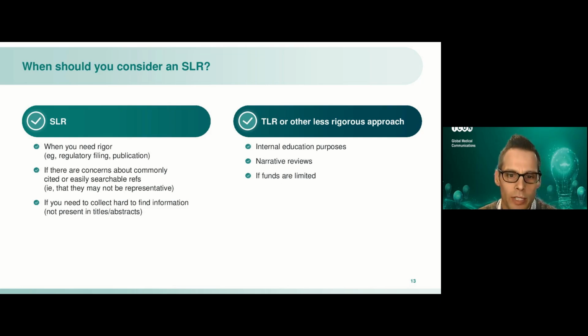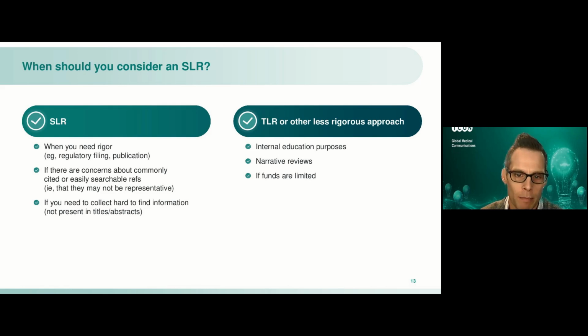So SLRs really are the best option overall, but they are almost certainly your choice if you need that high level of rigor. So if you want to use it for regulatory filing, or you want to have a publication that is systematic, you'll of course want to do an SLR. They're also really good in situations where you maybe have some concerns about the most easily identifiable or perhaps the most famous publications, concerns that they may not be representative. You'll want to have a comprehensive search so that you can provide some backing into why those famous articles perhaps aren't representative. They're also really useful in situations where you're trying to collect data that's pretty hard to find.